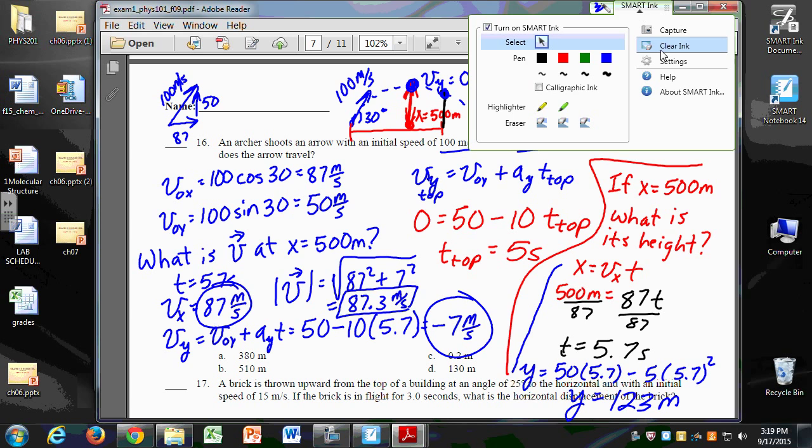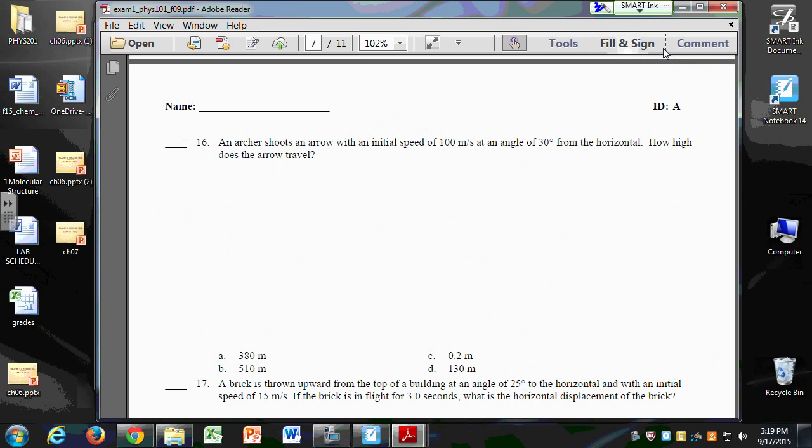Alright, more projectile motion? Anything in particular? If not, I'm going to launch into 2D vectors, which are kind of difficult. People find that difficult. Alright, okay.